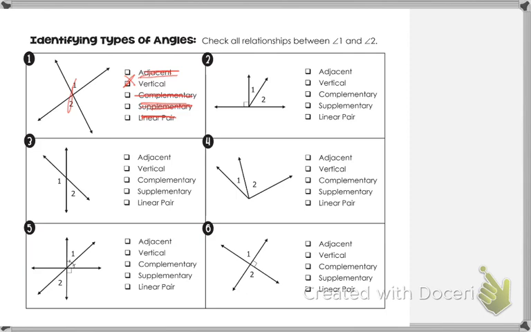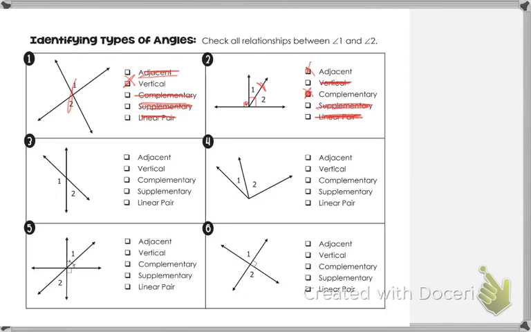If I look at number 2, here is the box. That means that this side has to also be 90 degrees. So I know for sure they're complementary. They're right next to each other, so they're adjacent. They're not across. They don't add up to 180, and they don't. So if they're not supplementary, they're definitely not a linear pair.